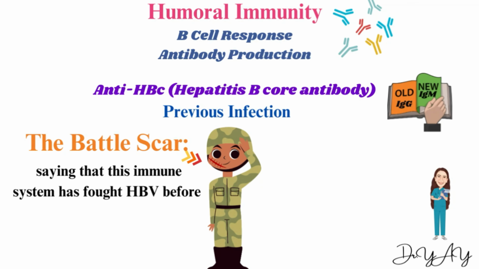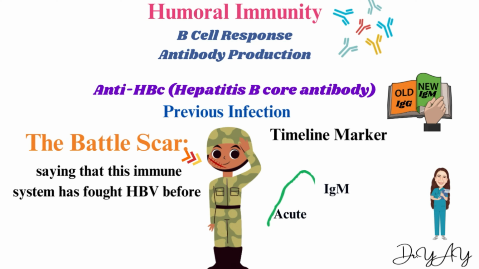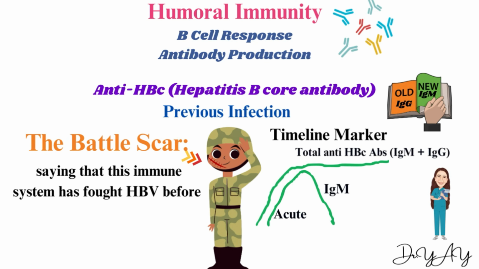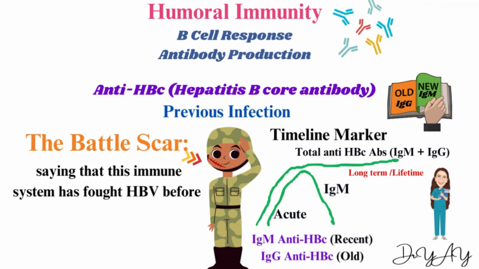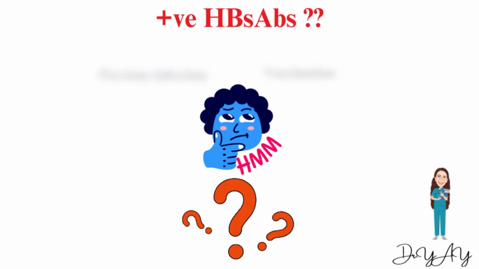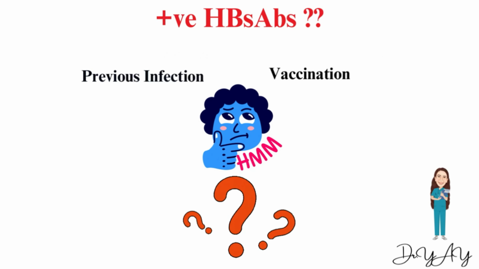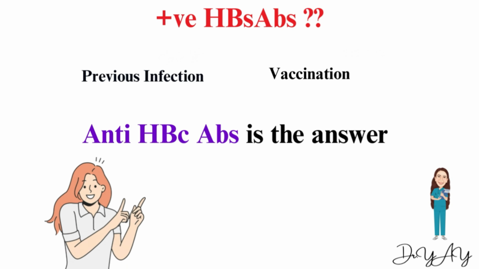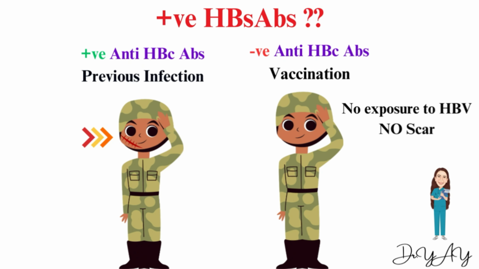Moreover, they can tell us whether the infection is recent or from the past, acting as a timeline marker of the infection, where in recent or ongoing infections, we can detect the IgM anticore antibodies, and over time, the IgM levels decline and are replaced by the IgG anticore antibodies, which remain in the circulation, serving as a lifetime marker of past infection. And so, if we want to differentiate between a person who has positive hepatitis B surface antibodies, whether it's due to a previous resolved infection or vaccination, you should order the anti-hepatitis B core antibodies.